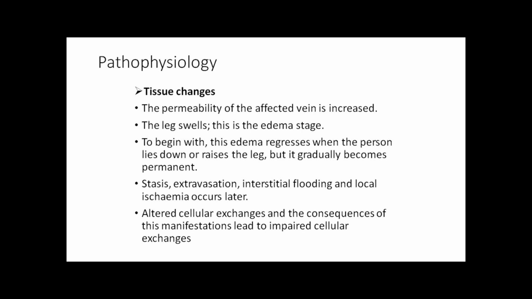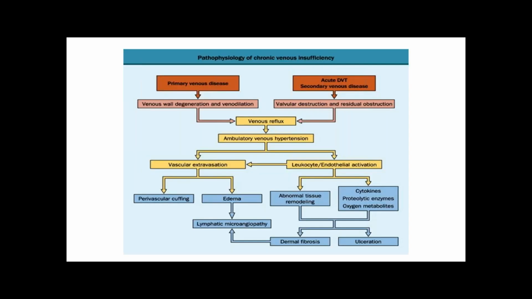So stasis, extravasation, interstitial flooding, and local ischemia changes all occur later. The main thing is that altered cellular gas exchange will be there, which will have the main effect on the tissue changes. So this is the flowchart diagram which clearly describes the pathophysiology of chronic venous insufficiency.